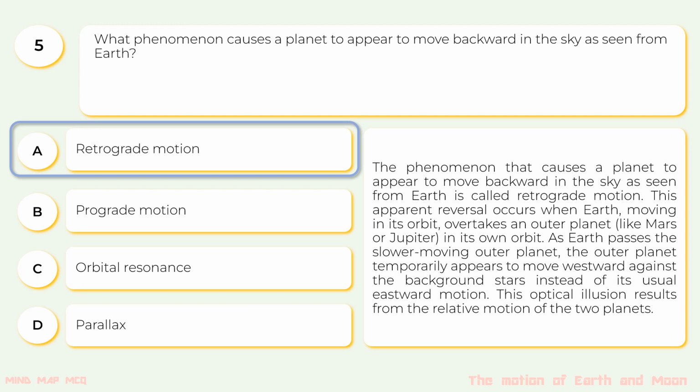is called retrograde motion. This apparent reversal occurs when Earth, moving in its orbit, overtakes an outer planet like Mars or Jupiter in its own orbit. As Earth passes the slower moving outer planet, the outer planet temporarily appears to move westward against the background stars instead of its usual eastward motion. This optical illusion results from the relative motion of the two planets.